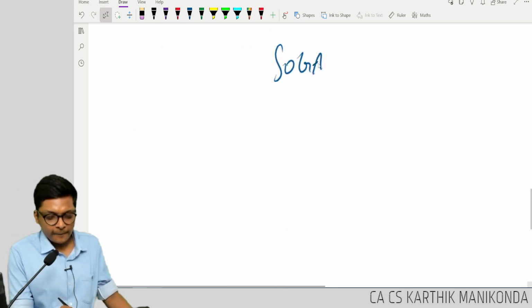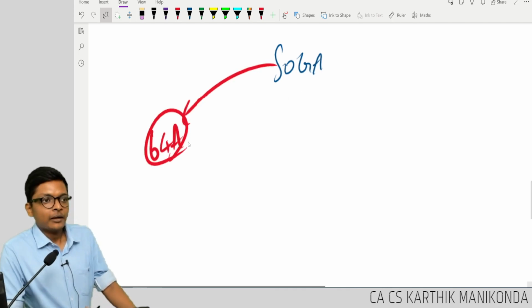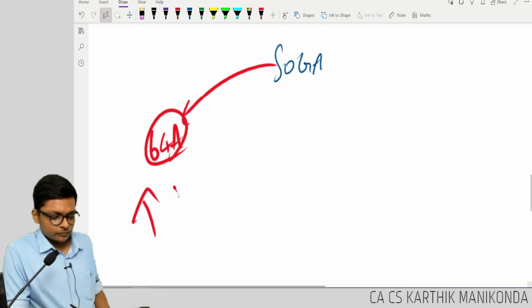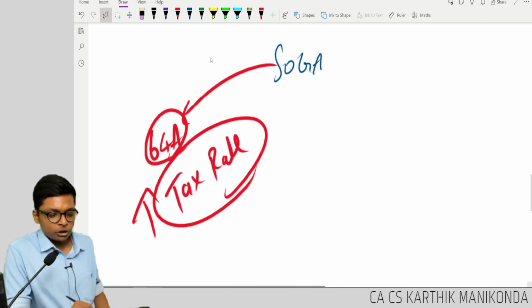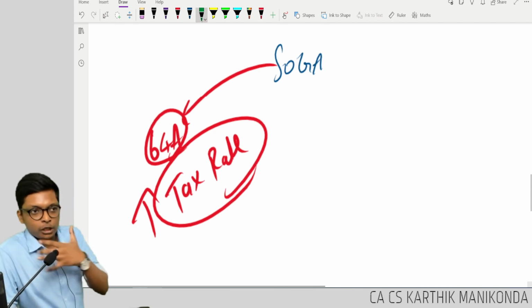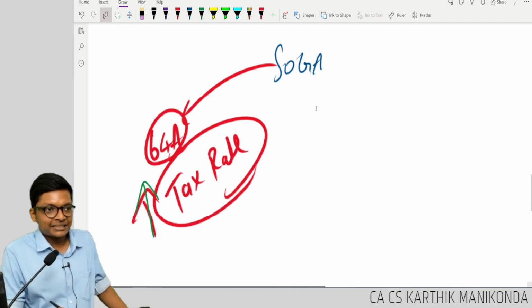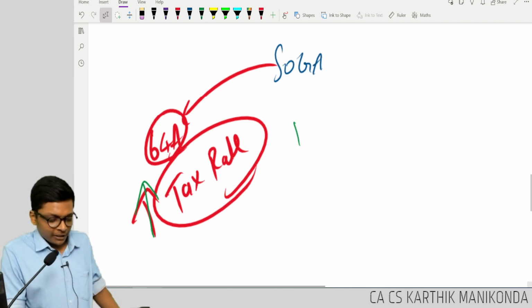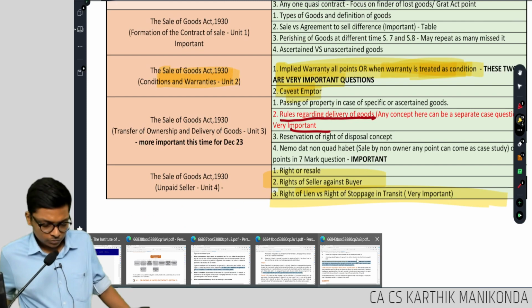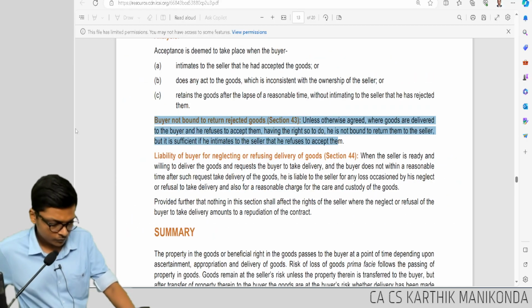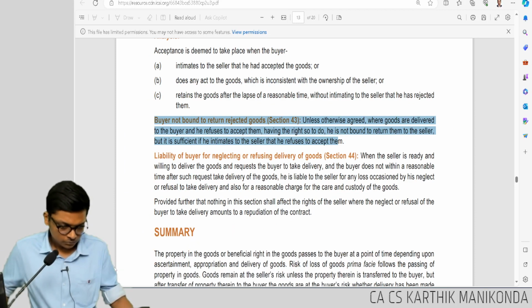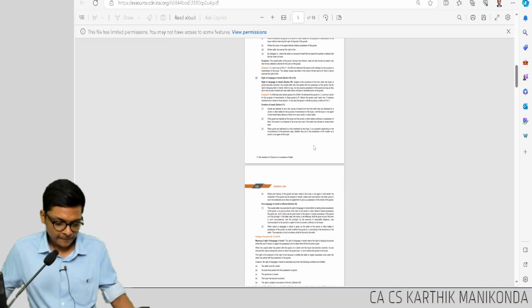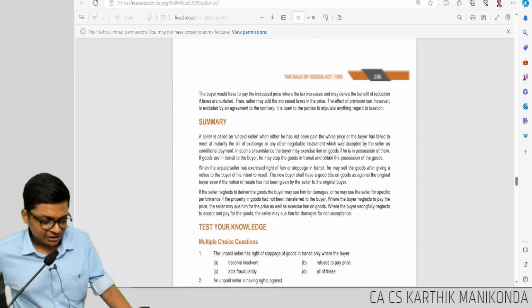Last concept with that, the sale of goods part gets over. Before auction sale, there is one more small concept, 64A, which talks about increase in tax. This is a huge concept for CA Inter, but for the time being in our law, 64A says if the tax rate increases, then who will pay the higher tax? When? What is the point saying, guys? Look at that.